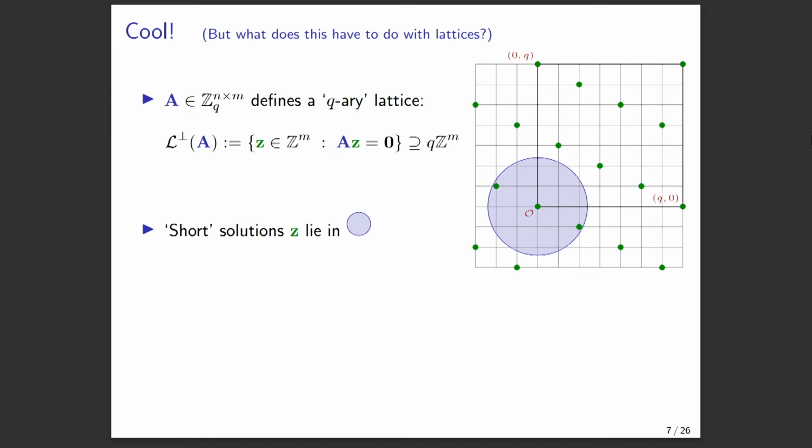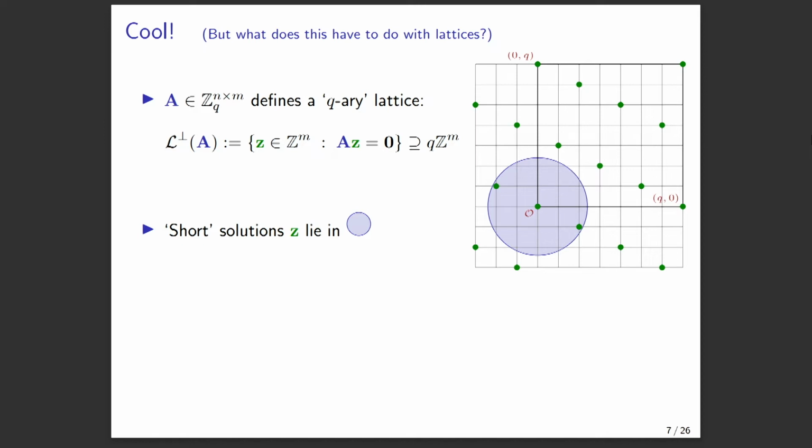Well, if we now say you have to find a short non-trivial solution to AZ equals 0, what we're really asking for is a solution inside this ball of radius beta, whatever your norm constraint is. You're saying find me a solution in this ball. And that's just like finding a short vector in this lattice defined by A. So the SIS problem can be rephrased as: find a short non-zero vector in this lattice L perp of A. With no change in meaning, just different notation. Okay, so that's why it's a lattice problem.